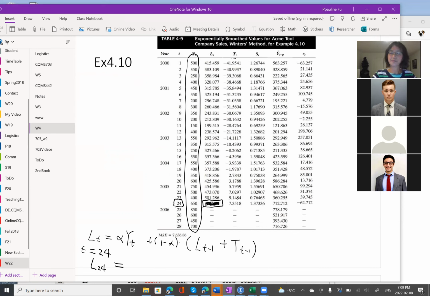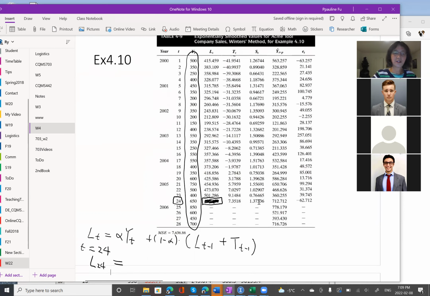So what is L24? Alpha is given. Suppose alpha is 0.4, and beta is 0.1. Because we also need to estimate seasonality, we have gamma 0.3. Those are given. You could use different alpha, beta, gamma. Okay, suppose alpha 0.4, beta 0.3, gamma 0.3. So how do you calculate this L24?